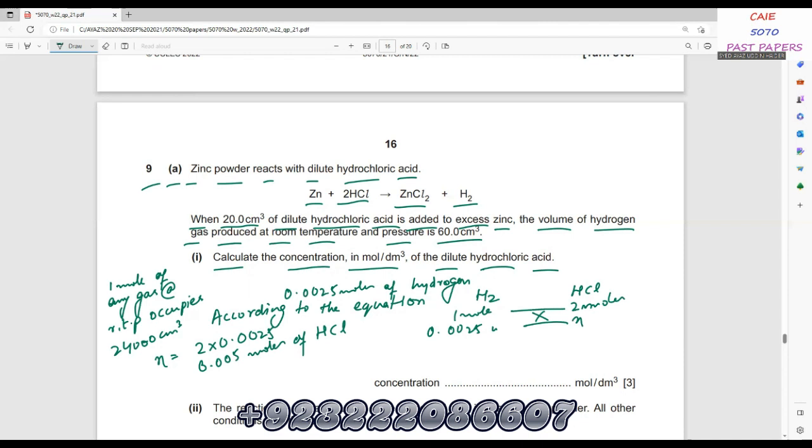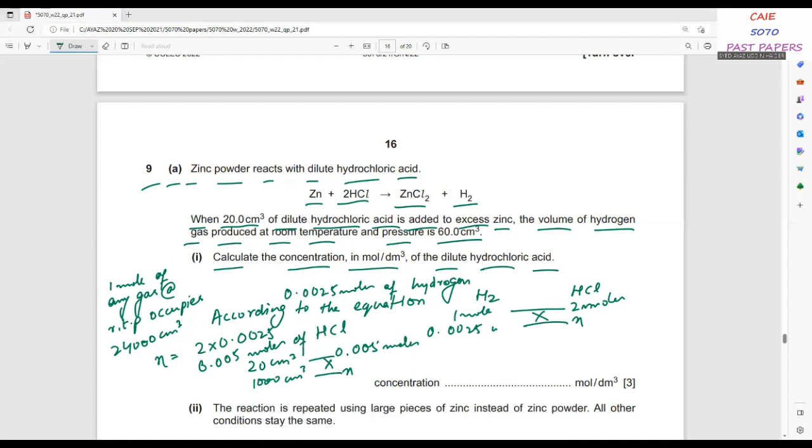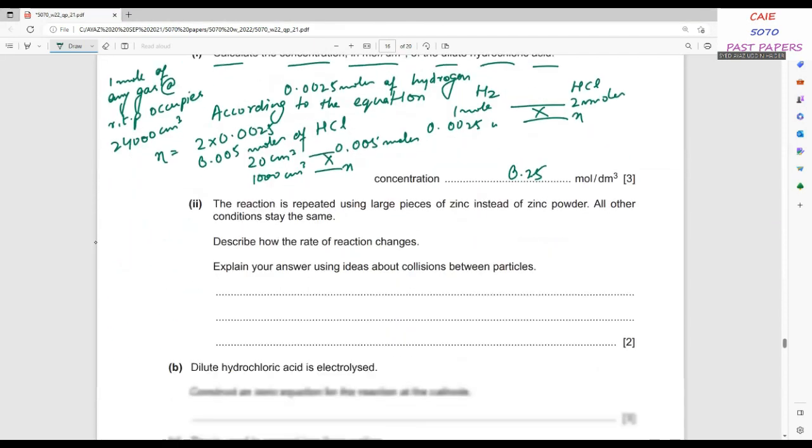If 0.005 moles is present in 20 cm³, how many moles are in 1000 cm³? 20 cm³ contains 0.005 moles. 1000 cm³ contains X moles. So it will be 1000 multiplied by 0.005 divided by 20, which is 0.25. So the answer will be 0.25 moles per dm³ of hydrochloric acid.